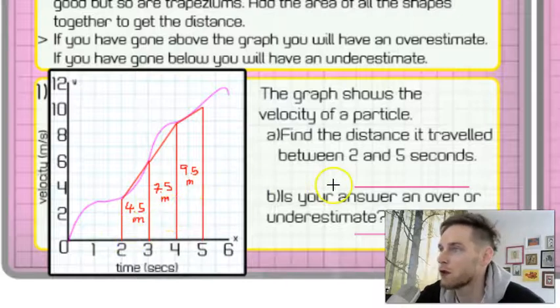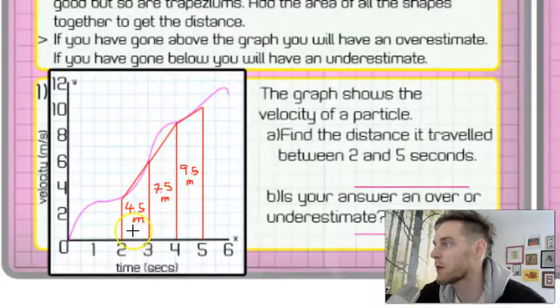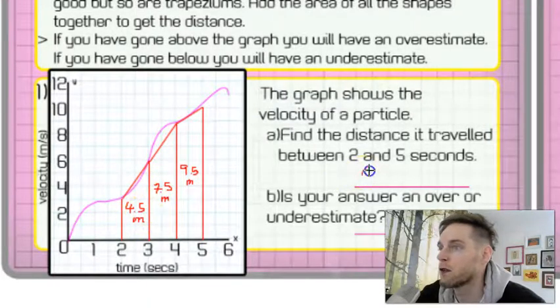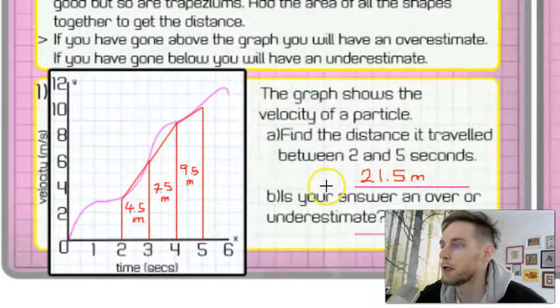Add them together and we've got the total distance that's been travelled by the particle in that particular time period between 2 and 5 seconds. So add the halves together, 1.5, 11, 20, 21.5. I think 21.5 meters would be the answer that we would give there.